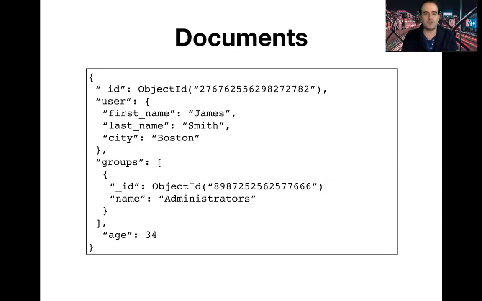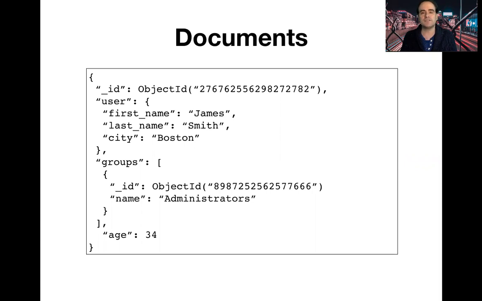So this is a sample document. Okay, you have an ID, which is underscore ID always, with an object ID, which is a unique ID. Then you have your user, which is an object. And then inside that object, you have more fields. Like this one, you have the last name, you have the first name, you have the city. Then you have groups. For this one, the groups are a list of items. And then inside that list, you can have anything. You can have a list of IDs.